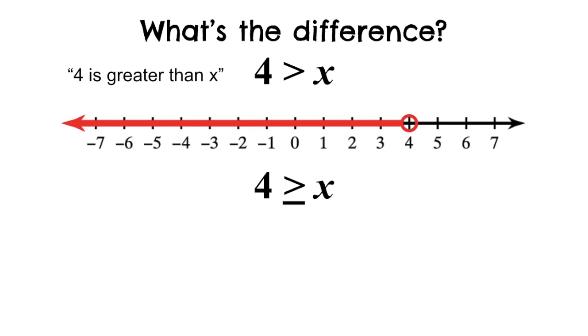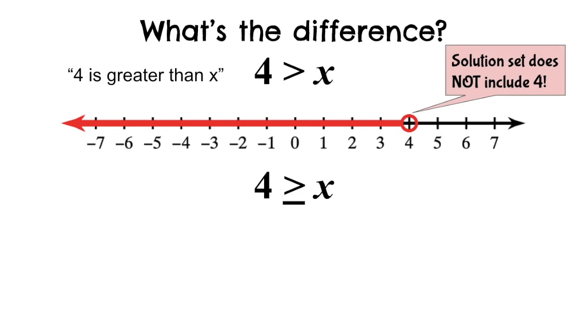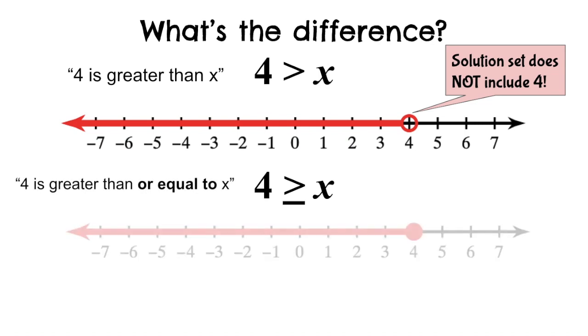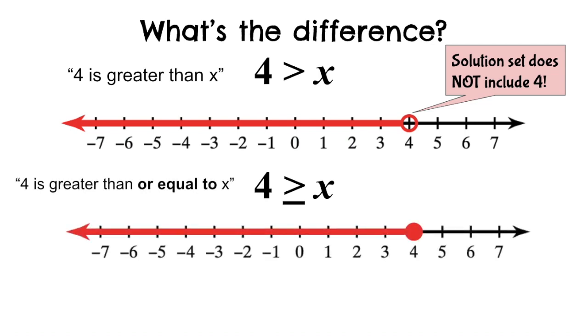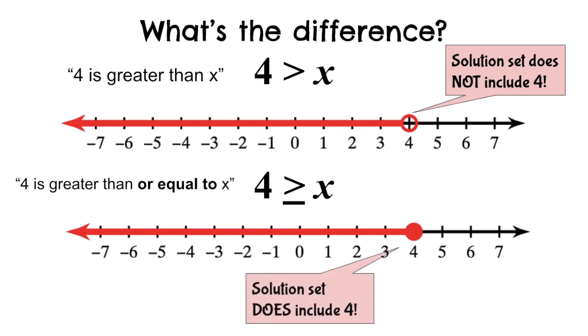4 is greater than every number to the left of it. 4 is greater than 3. 4 is greater than 2, 1, 0, etc. However, 4 is not greater than 4, which is why we have an open point. 4 is greater than or equal to x looks almost the same. 4 is greater than or equal to 3, 2, 1, and 0. But this time the solution set does include 4 because it is equal to.